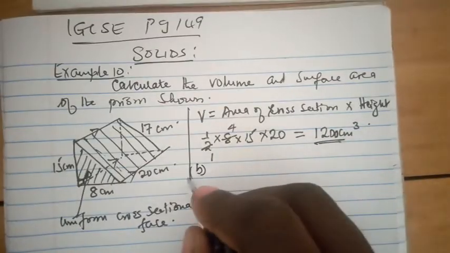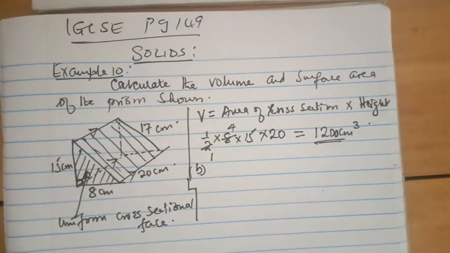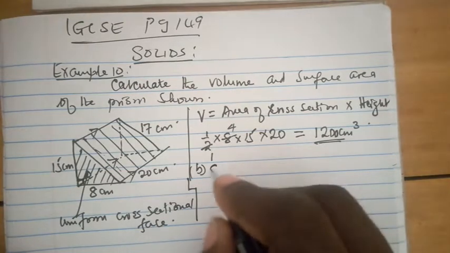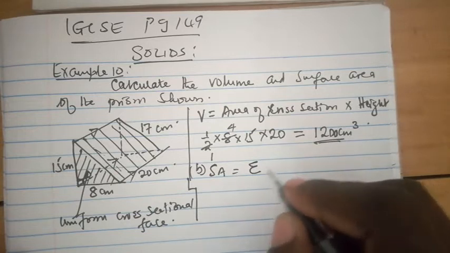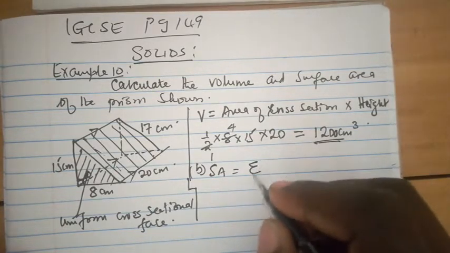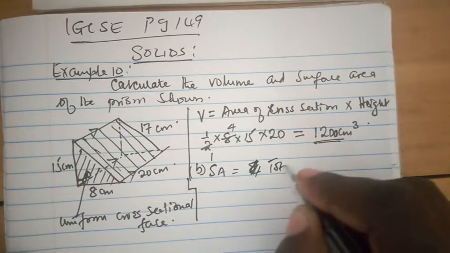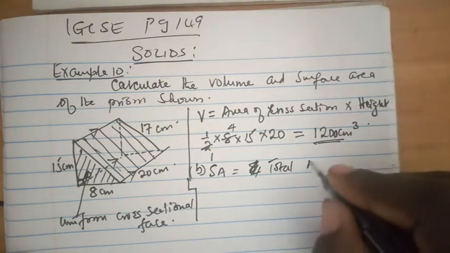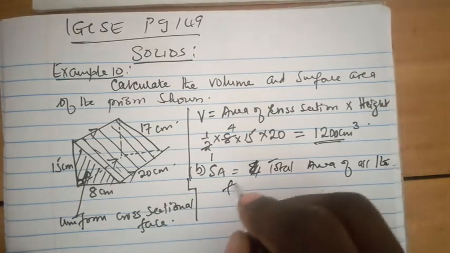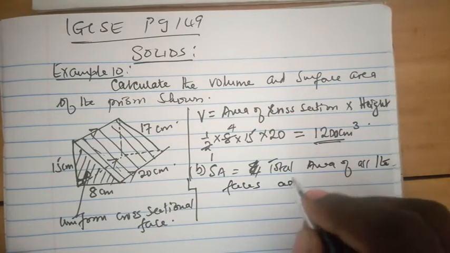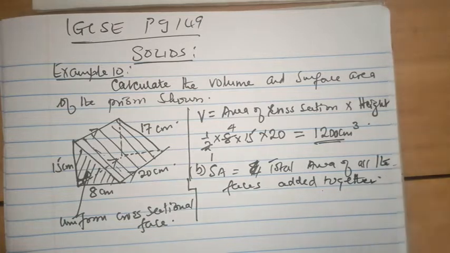Part B of that question, we are supposed to get the surface area. Of course, you can see the surface area is the total, let me just introduce what is familiar to you, the total area of all the faces added together. How many faces do we have?